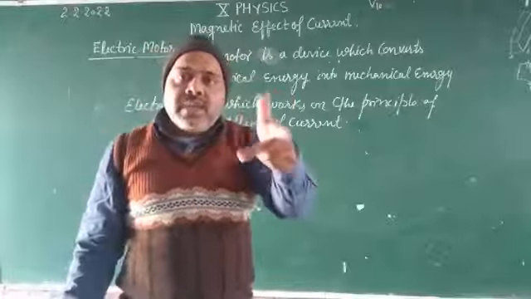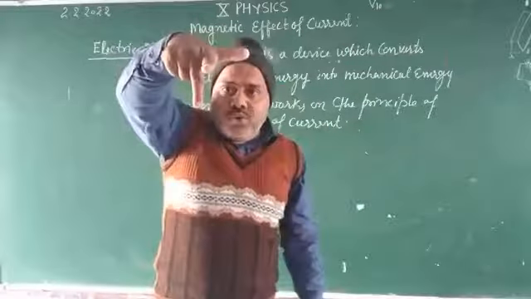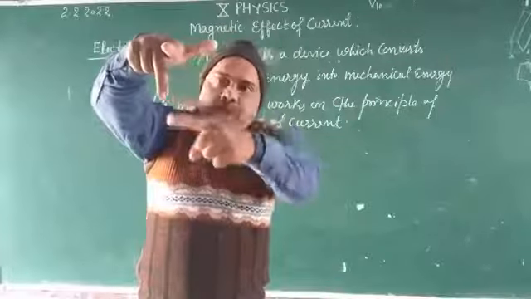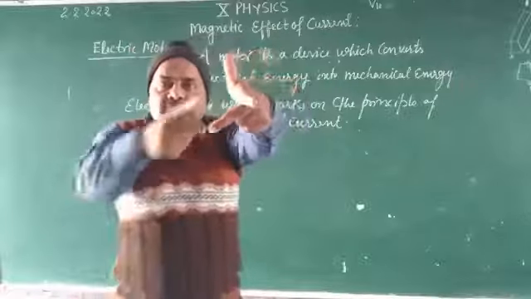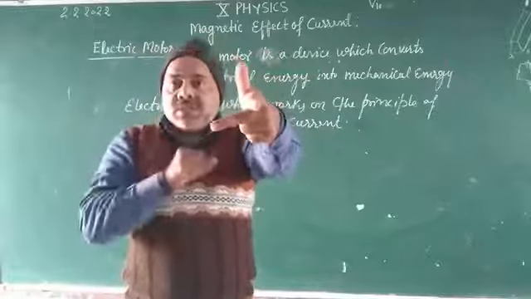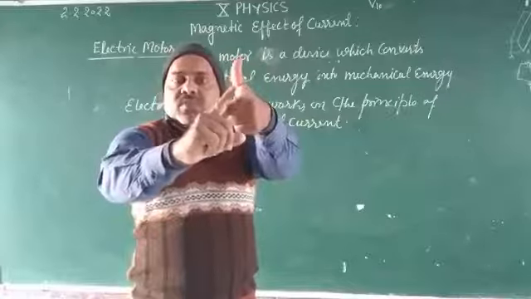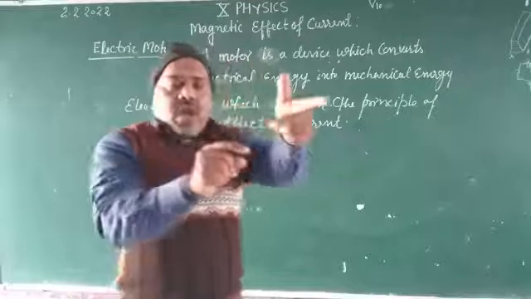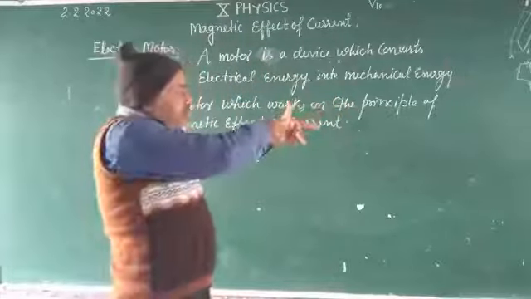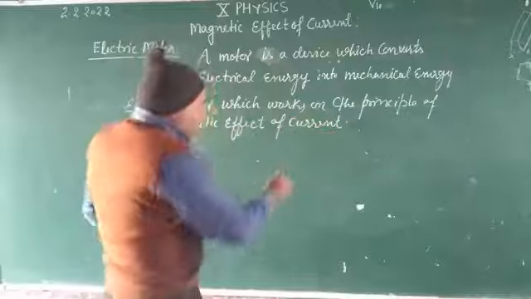So we use Fleming's left hand rule in the electric motor, and Fleming's right hand rule in the electric generator, because that rule is used to find the direction of induced current, but this rule is used to find the direction of force or the direction of motion of the coil or conductor. The forefinger points in the direction of magnetic field, the central finger in the direction of current, and the thumb gives the direction of motion of the conductor or force, like this.